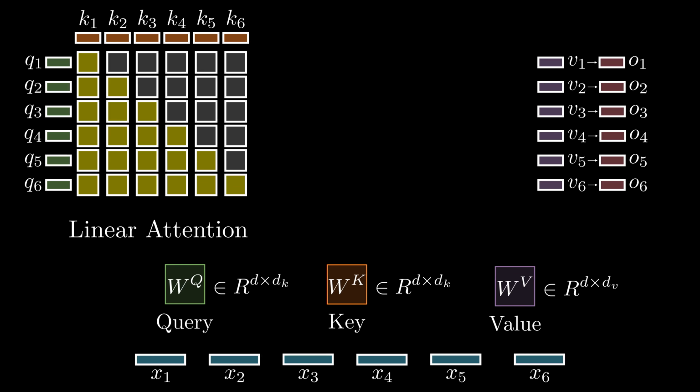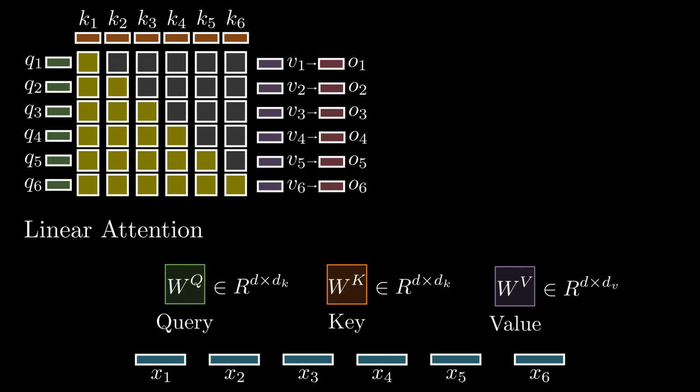Without the softmax function, the attention scores are simply the dot products between the query and key vectors. We can compute the output vectors by summing the value vectors weighted by the attention scores. For example, the first output vector, O1, is the value vector V1 weighted by the dot product between the query vector Q1 and the key vector K1.